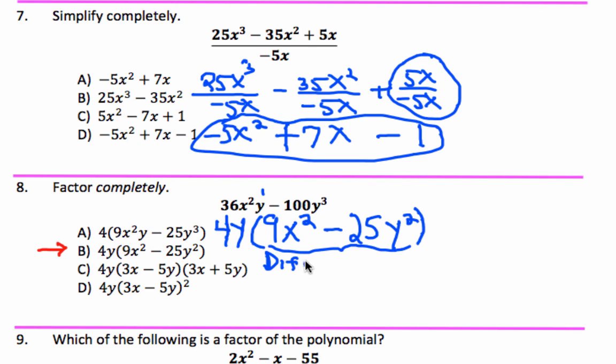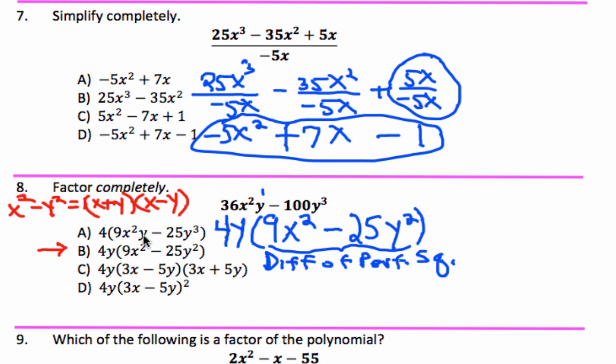And the reason is because if you look at the 9, that's a square. That comes from 3 times 3. And if you look at x squared, clearly that's a square. 25 is a square, comes from 5 squared, and y squared is also obviously a square. So this can be factored. Now if you remember, the difference of two perfect squares can be factored as x plus y times x minus y. So that's the general form.